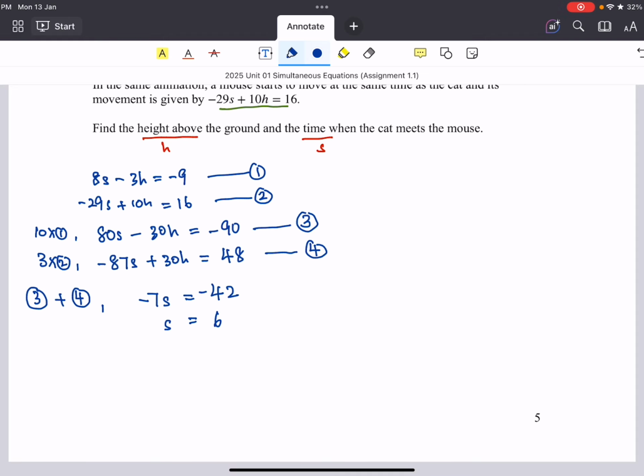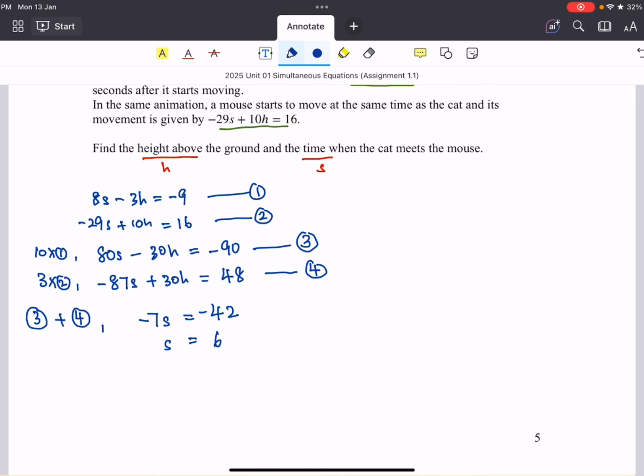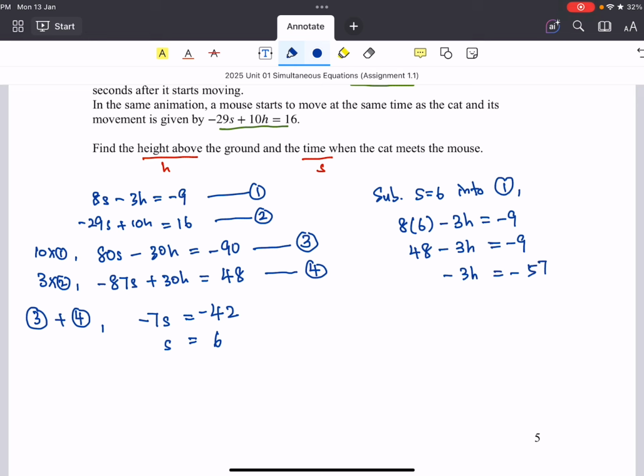But we still need to find the height, the h. So we need to do some substitution, right? Sub s equals 6 into, let's sub into equation 1, why not. So 8 times 6 minus 3h equals negative 9. 8 times 6 is 48. 48 minus 3h equals negative 9. Negative 3h equals negative 57. So h equals 19.